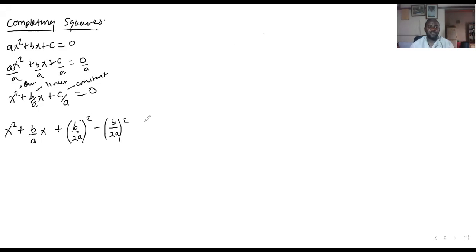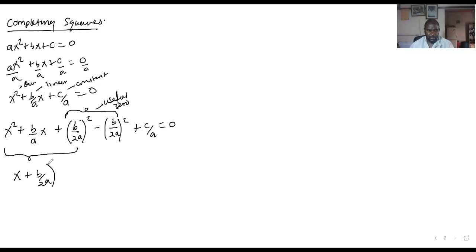You subtract by what you've done. You're introducing what we call a useful zero. For those of us who go for advanced mathematics, this is called a useful zero, whereby you can remove it if you don't want it. Then plus c out of a is 0. Now, when you look at this part, this is a quadratic coming from the expansion of x plus b out of 2a. When you expand x plus b out of 2a, you come up with this one. You can investigate in your free time.